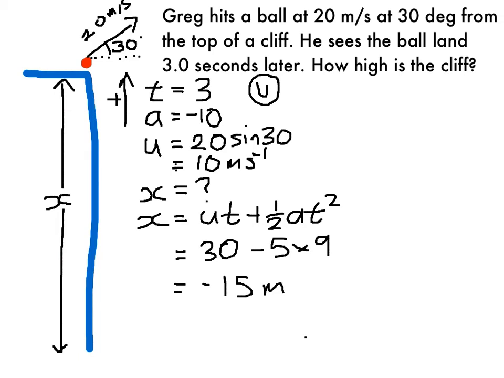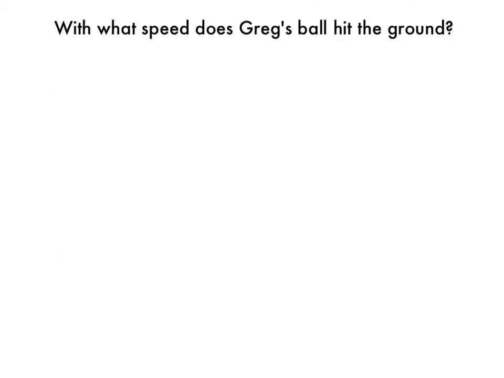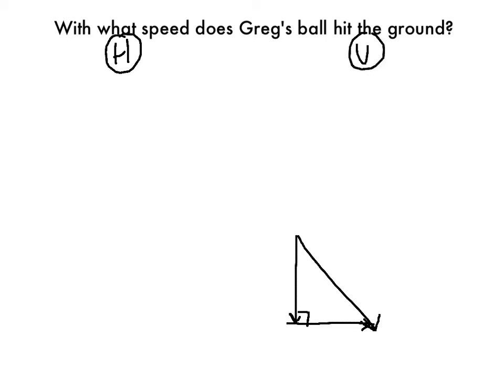The next thing we can work out: what speed does the ball hit the ground at? So the ball is obviously going to come down and land at an angle, so it'll have a horizontal component and a vertical component. Because we're asked for speed, all we need to work out is the magnitude of this. So there will be a horizontal component and a vertical component to that right angle triangle. So, working out the horizontal and vertical final velocities.